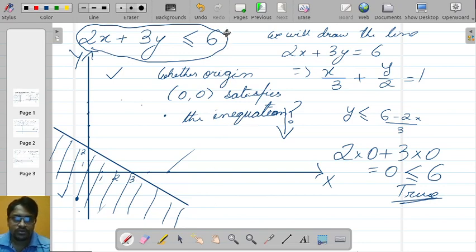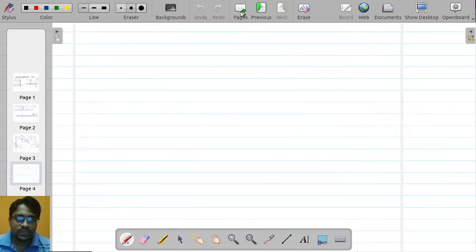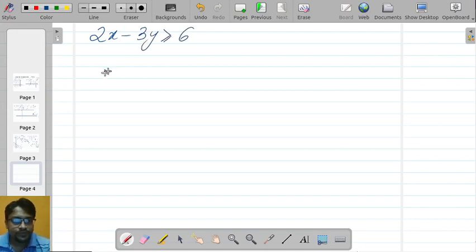So just find out whether origin satisfies this inequation or not. The region where origin lies will give you the answer if it satisfies. If it doesn't satisfy, then the region which does not contain the origin will give you the answer. So let us try another one. Say 2x - 3y greater than or equal to 6.